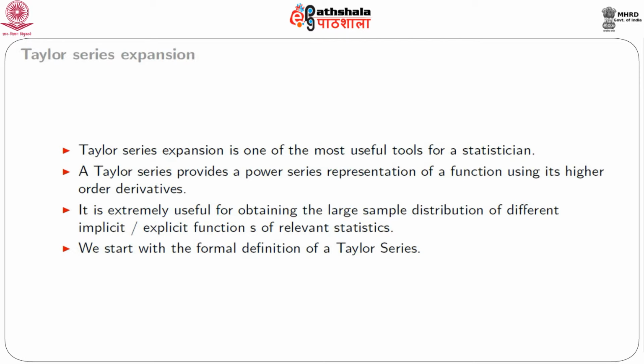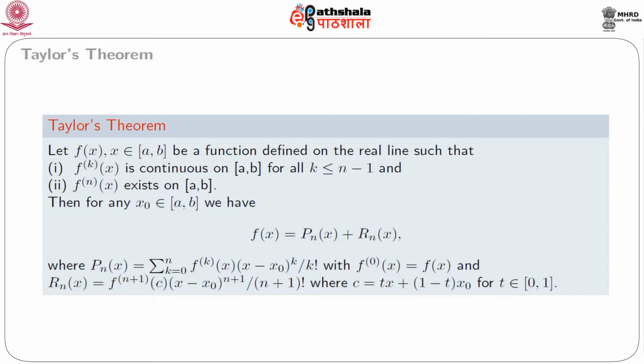So, we start with the formal definition of a Taylor series. So, we start with Taylor's theorem. Let f(x), x belonging to closed interval [a, b], be a function defined on the real line such that the kth order derivative of f(x) is continuous on the closed interval for all k less than or equal to n minus 1, and the nth order derivative of f(x) exists on closed interval [a, b].